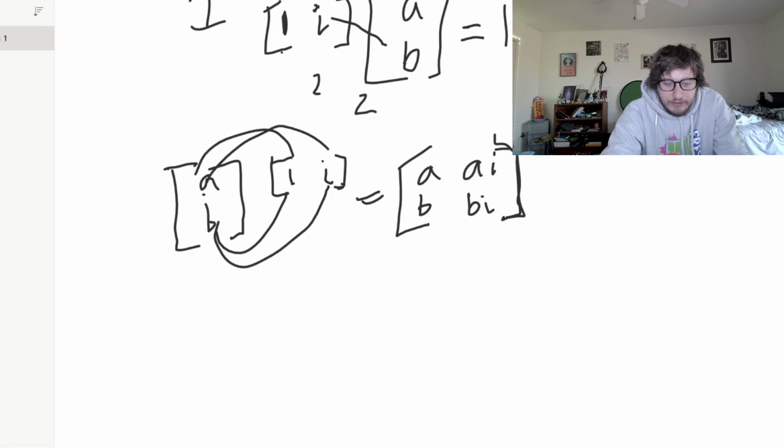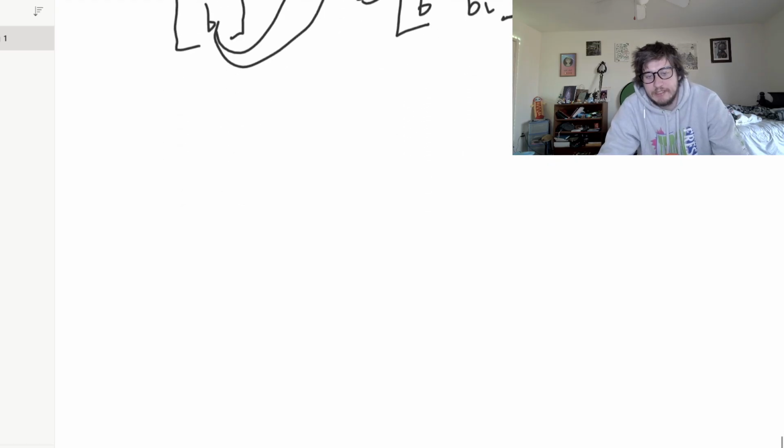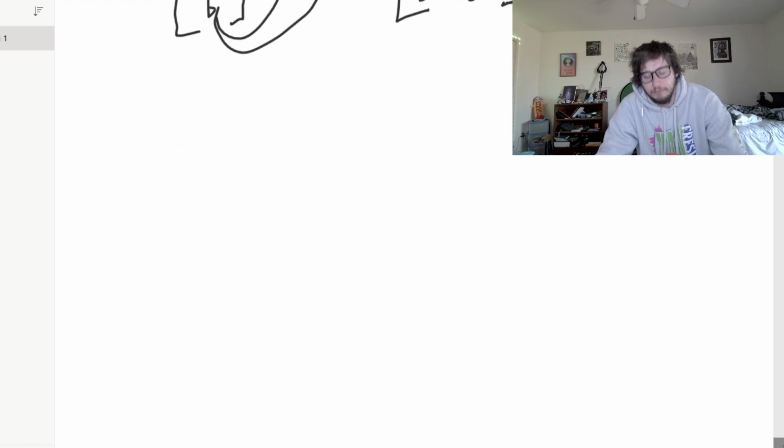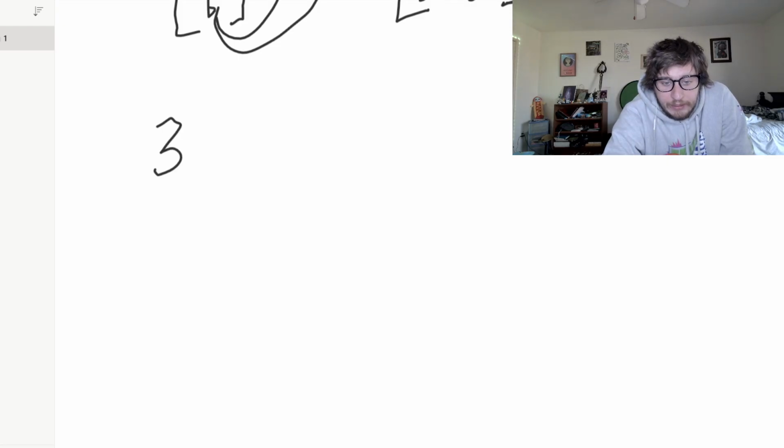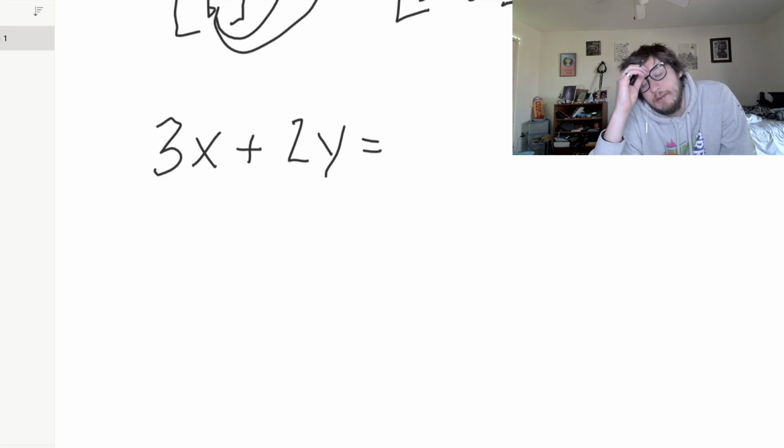Let's give another example, because really what matrices are for is working out systems of equations. So let's walk through an example, and I'm not gonna be a bitch about this. Okay, 3x plus 2y equals, let me think, 10.